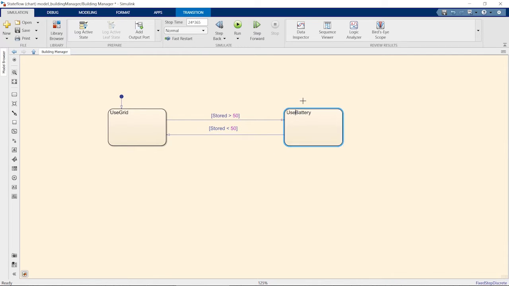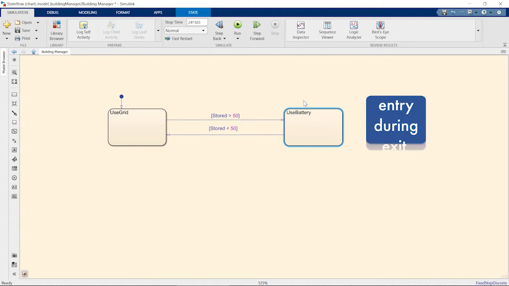Next, let's specify the state actions. In Stateflow, states can have different action types, including entry, during, and exit actions. Entry actions are performed if something happens on the way into a state. During actions are performed when remaining in a state, and exit actions are performed on the way out of a state.